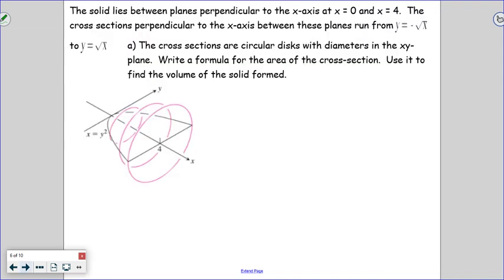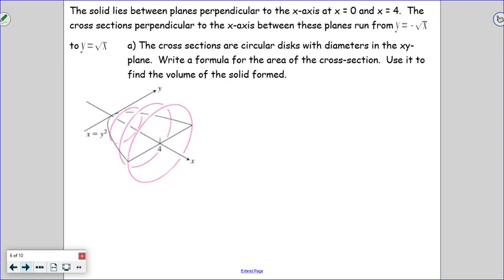All right, so moving on to our next one, and we're going to look at this one in a couple different ways, changing the shape of our cross sections. It talks about a solid that lies between the planes perpendicular to the x-axis, x equals 0 and x equals 4, and the cross-section perpendicular to the x-axis for y equals the negative square root of x and y equals the square root of x.